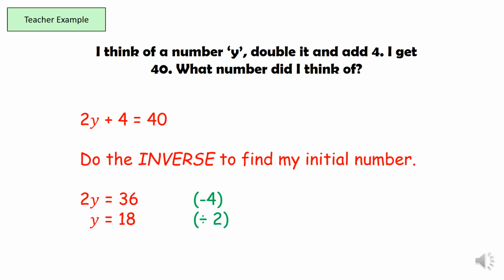Okay, and we can check it through the sentence. I think of a number y, so now we've basically said that number that you were thinking of was 18. So let's say, okay, I think of 18, I double 18, which is 36, and then I add 4 and I get 40. So it's correct. Okay, we've checked it, it's correct.